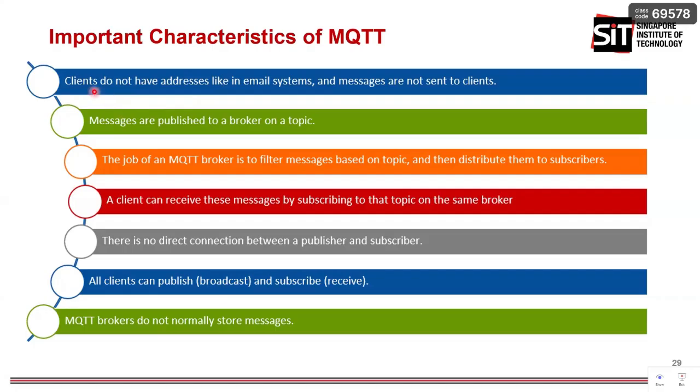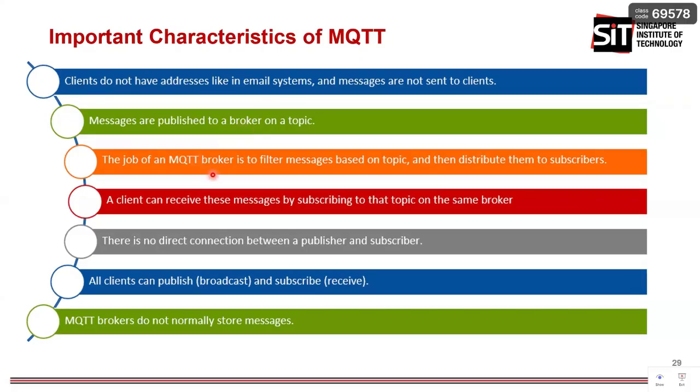Clients do not have addresses, so now we don't need to know who is who. Why? Later I'll tell you. Instead, what is required of the sender? The sender needs to know where the broker is. The sender needs to know a topic. These are some new terms that are brought along with this MQTT concept.